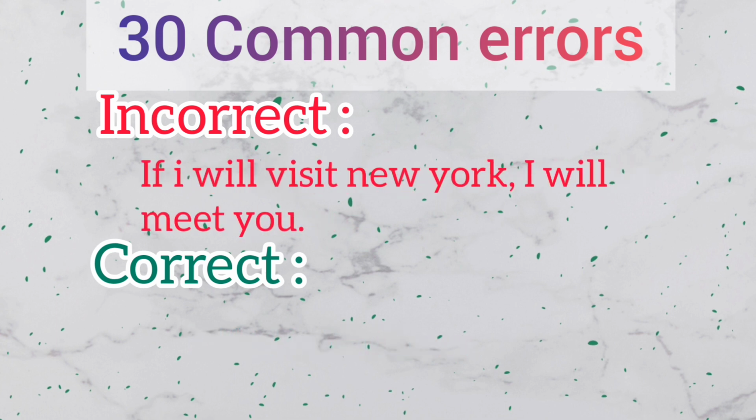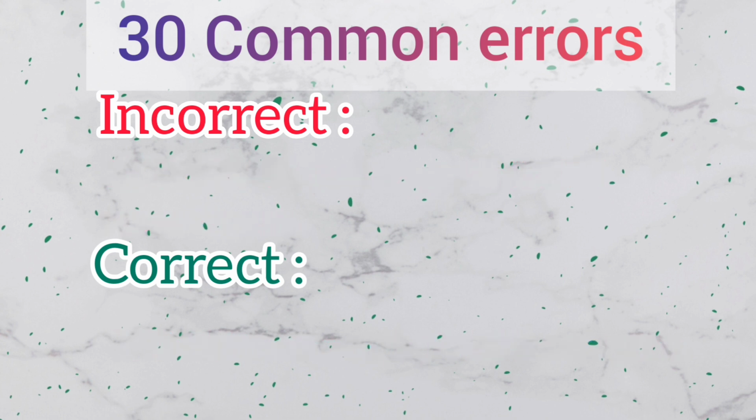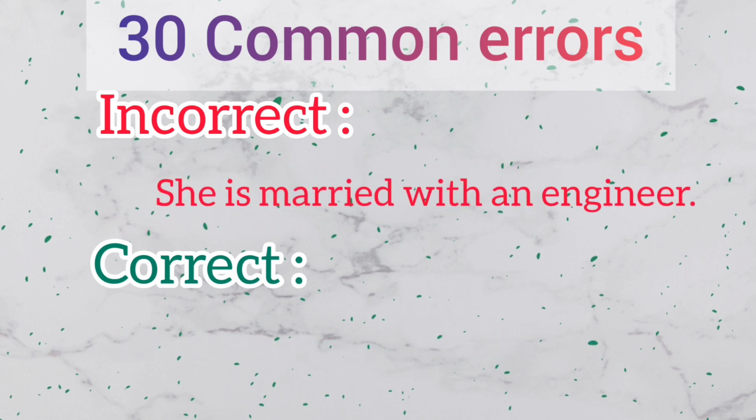Next one is "If I will visit New York, I will meet you." The correct sentence is "If I visit New York, I will meet you." Use simple present tense to refer to the future after conjunctions like when, after, if, as soon as.